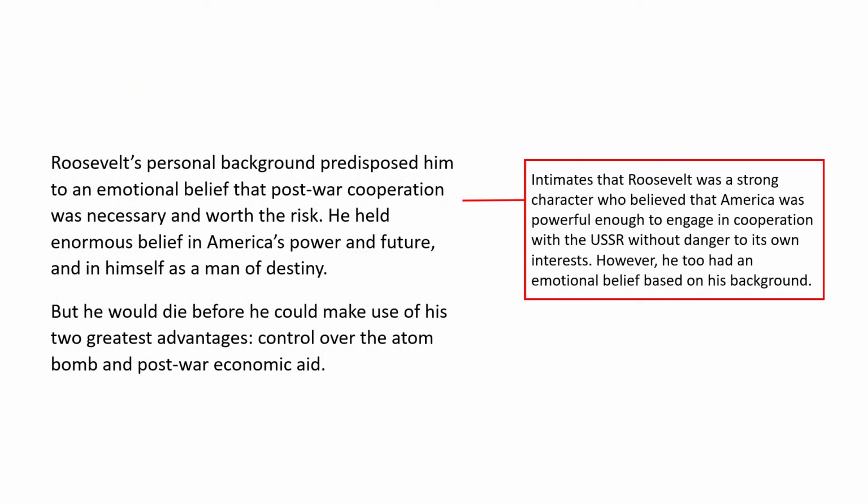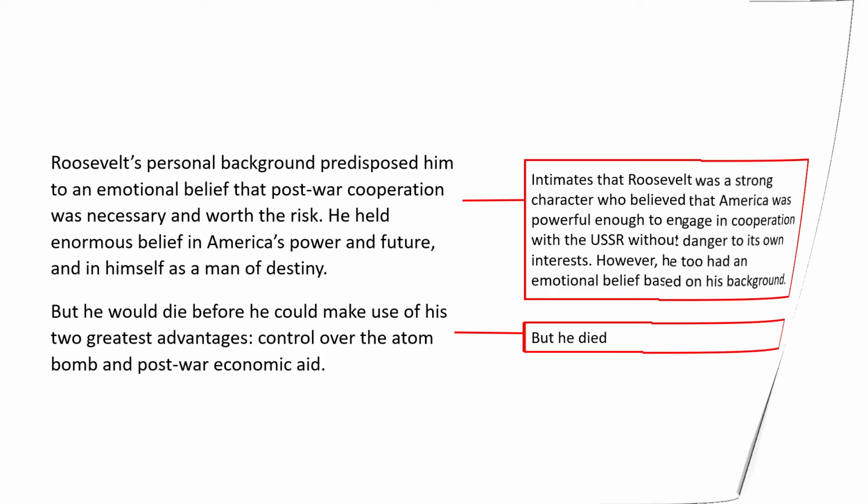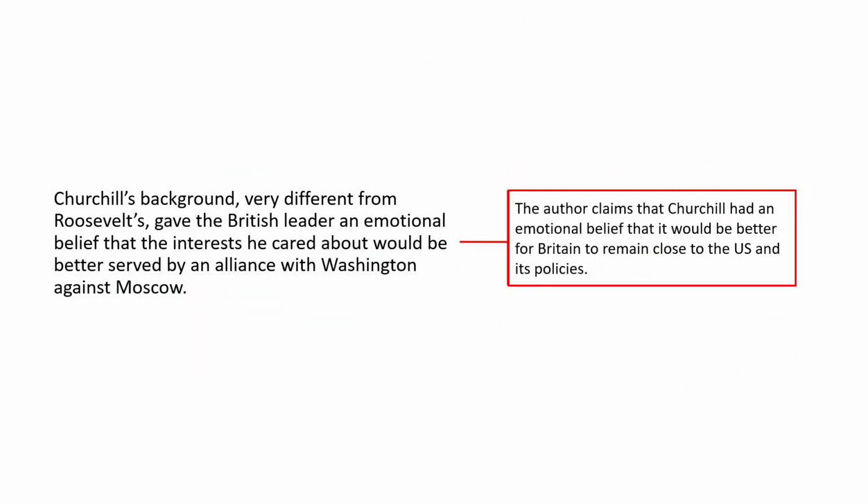Concerning Roosevelt, the author intimates that he was a strong character who believed that America was powerful enough to engage in cooperation with the USSR without danger to its own interests. However, he too had an emotional belief based on his background. But Roosevelt died. The brief reference to Churchill asserts that he had an emotional belief that it would be better for Britain to remain close to the US and its policies. I think that's a fairly neutral statement.